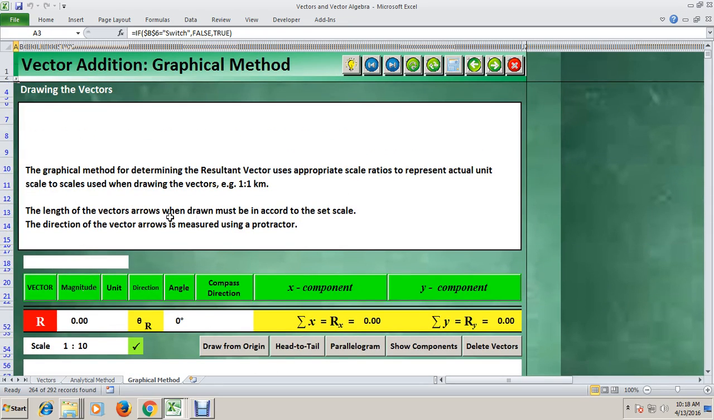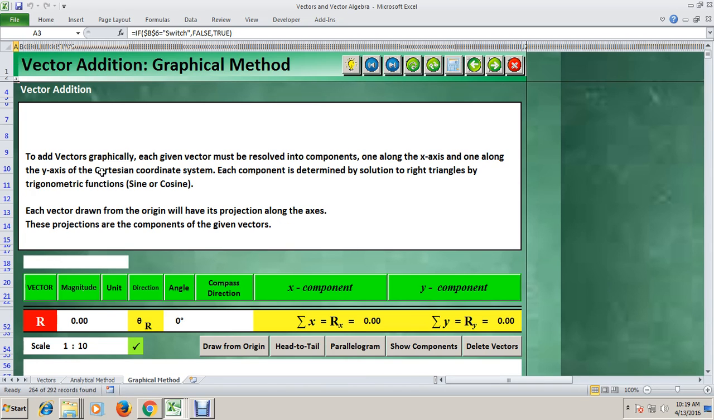Remember that the length of the vector arrows when drawn must be in accord with the set scale. The direction of the vector arrows is measured using a protractor. So if you draw vectors, you make use of, for example, graphing paper or simply any plain paper. You draw your Cartesian plane, you draw the length of the vector arrow using rulers, and for the specification of the direction, you make use of a protractor.